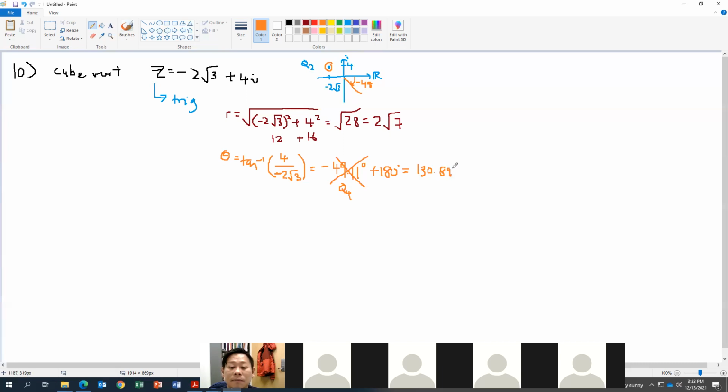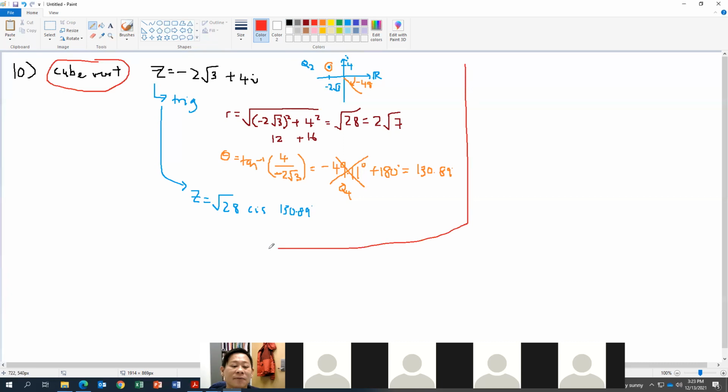130.89 degrees. So this in trigonometric form is going to be z is √28 cis 130.89. So this is your trigonometric form. And we are not done yet. This is just the starting point. So now we need to find the cube root of this.